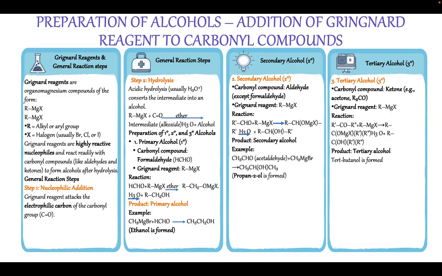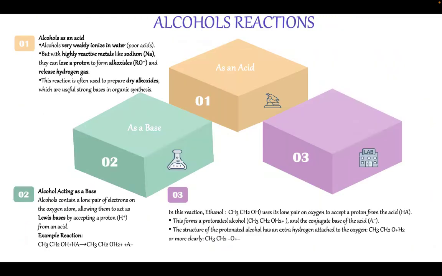So, for this product, secondary alcohol, at the end propane-2-ol is formed. And for the tertiary alcohol, the carbonyl compound, we have ketone, acetone, and also the Grignard reagent, and at the end of the product tert-butanol is formed. And then next, we look into the alcohol reactions.